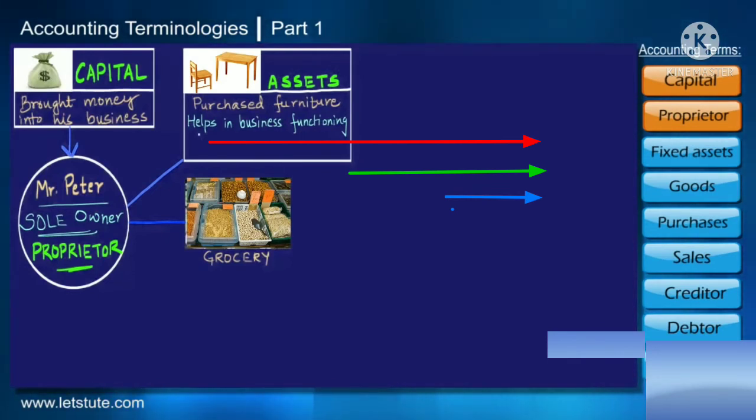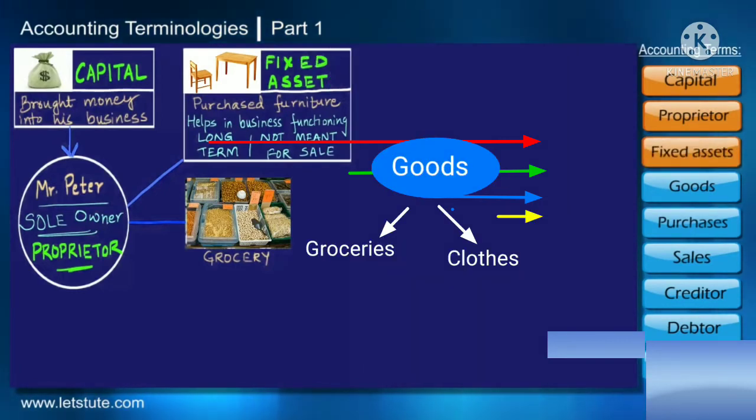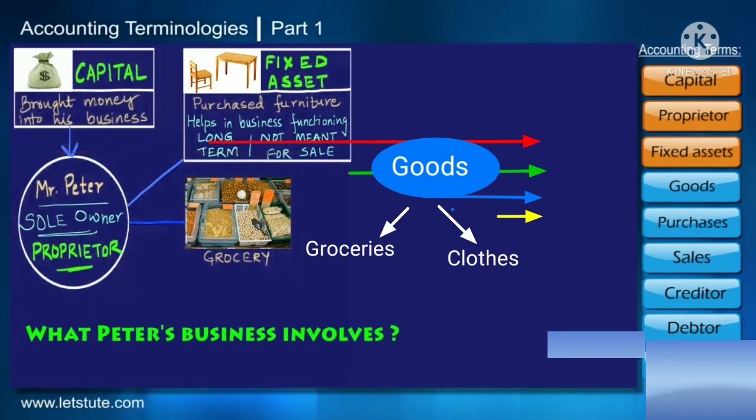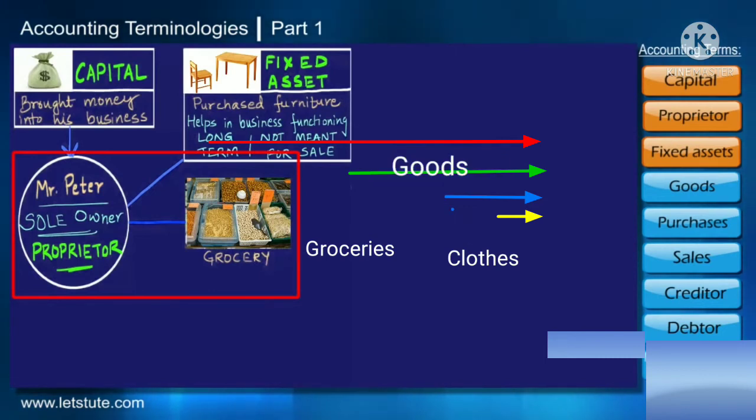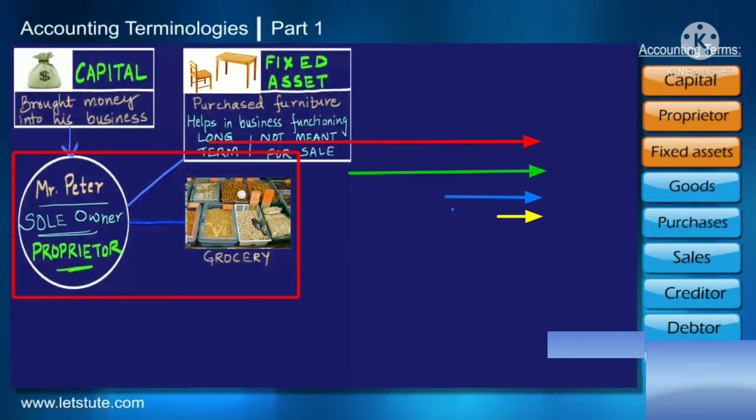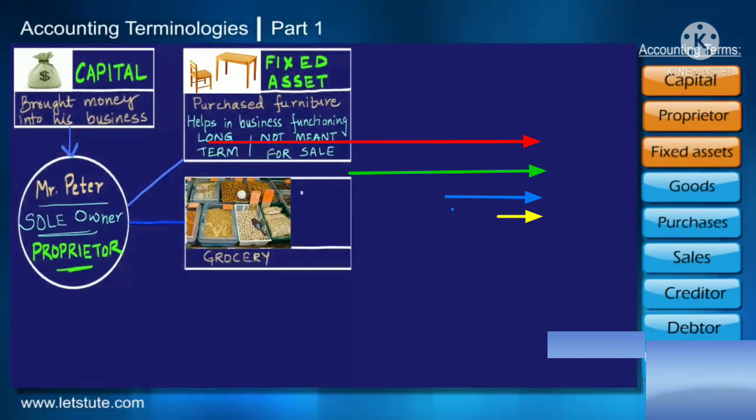Now, can you tell me what Paris' business involves? We know that it involves buying and selling grocery or clothes as the main activity, right? So this grocery and clothes are called his goods. We know that goods are always purchased for sale, but goods can be different for different businesses. For Paris, furniture is an asset, and grocery and clothes are goods. But if someone had a business in pure furniture, what will be his goods? In that case, furniture would be his goods.